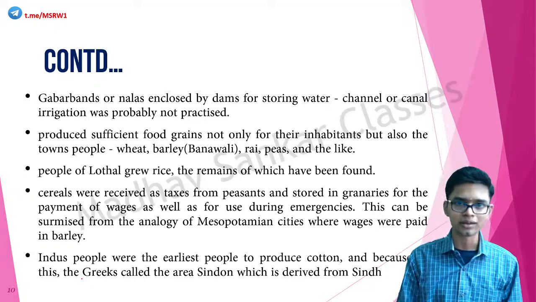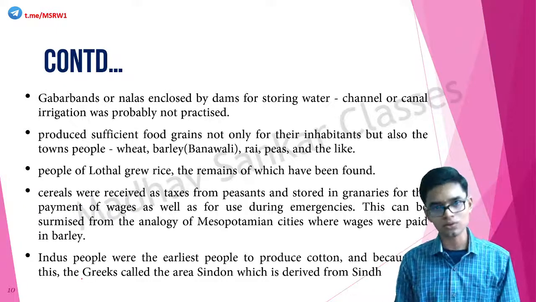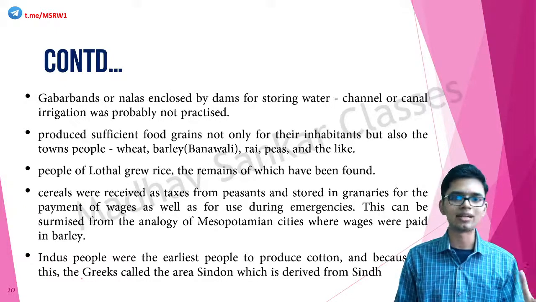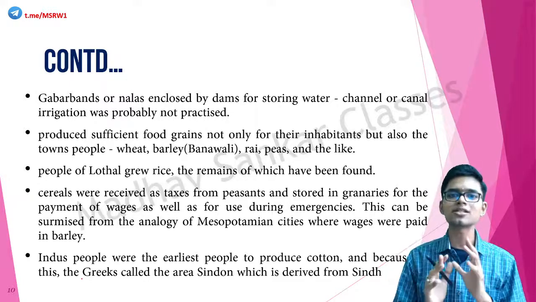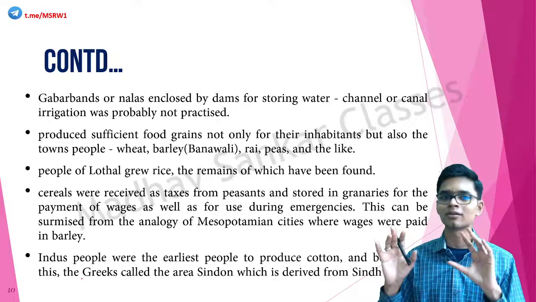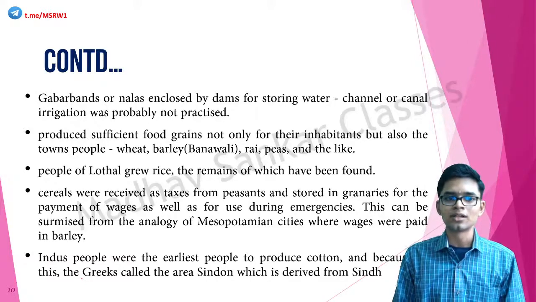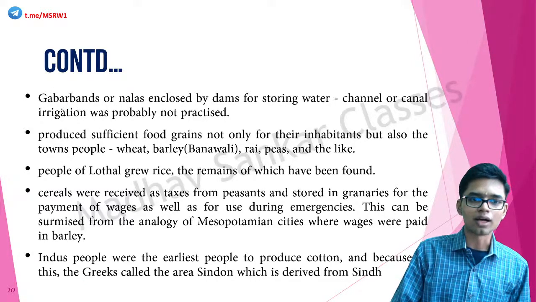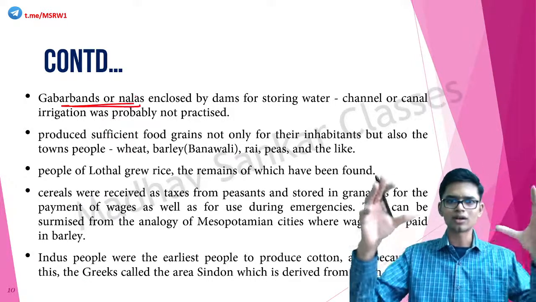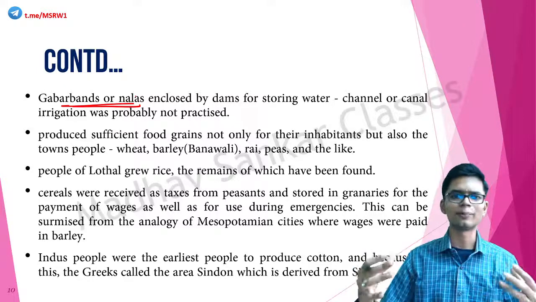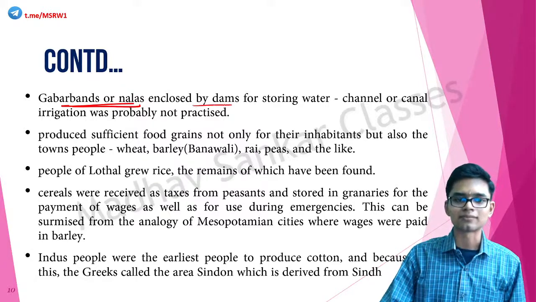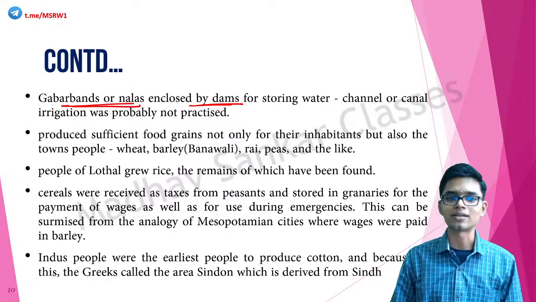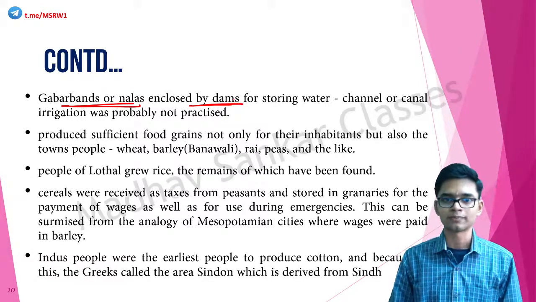Obviously, we have the rain. We have the Indus River, also fine. We have wells in individual houses. Right? All these things are fine, but still we need a proper irrigation system if agriculture is to be done plentifully. So Gabarbands or nalas, it's like a pond. These are small water structures like our modern-day ponds. So Gabarbands or nalas enclosed by dams were used by Harappans for storing water.